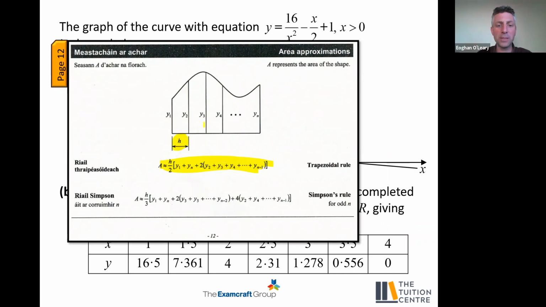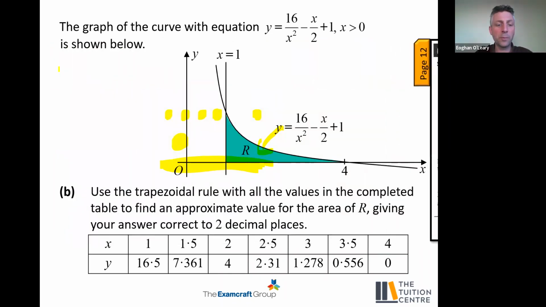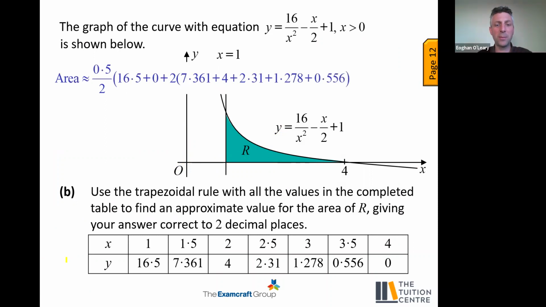Now, students can get a little bit confused because the h is the width of the intervals and the y values are the heights, with y1 being the first height, y2 being the second, yn being the final one, and yn minus 1 being the second last one. For students who are familiar with this and have practiced it, I would suggest it's straightforward enough. But for students who are trying to figure it out on the day, you can see how they could make mistakes. So in this case, the width is actually a half, 0.5, because it's the gap between 1 and 1.5, between 1.5 and 2. It's the gap between the x values. So it's 0.5 divided by 2.